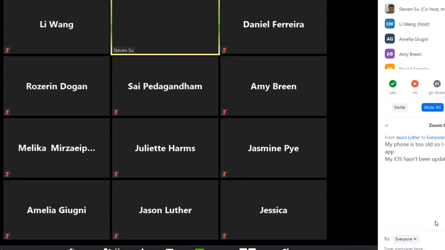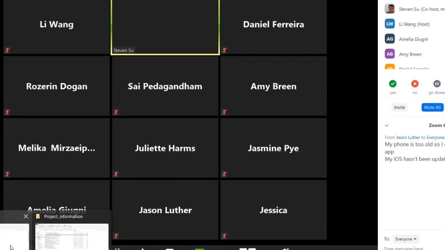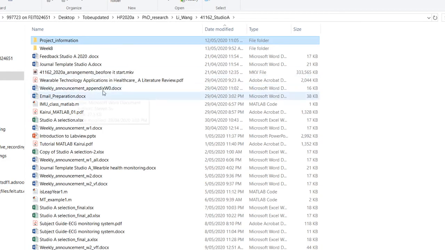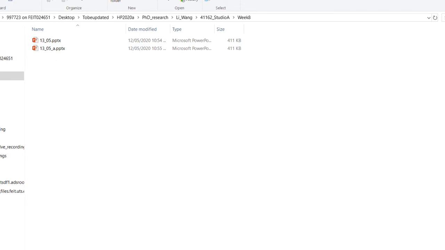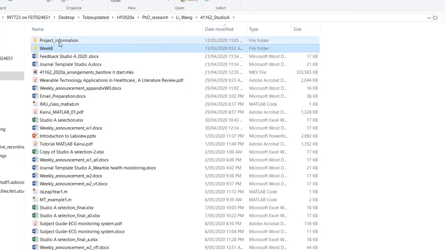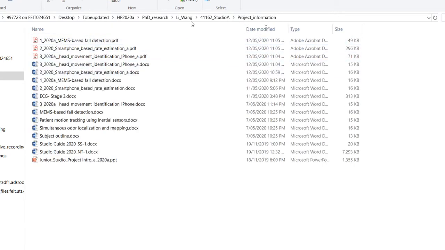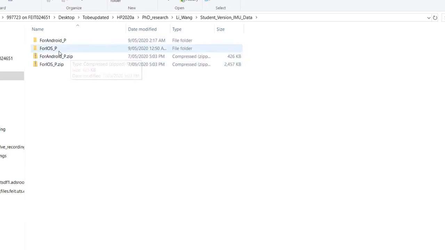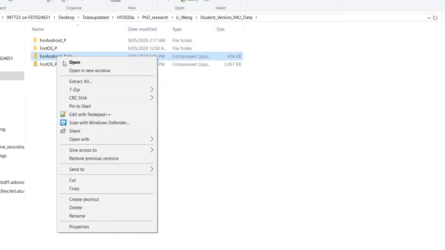Now I will show you how to connect things, how to install and how to use MATLAB to run it. The project information is here. In the week 8 folder I have put the project information. When you download, if you are using an Android phone, you download this one for Android, and then you just click.